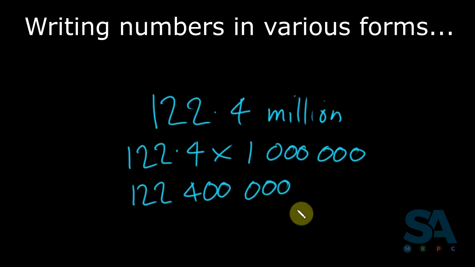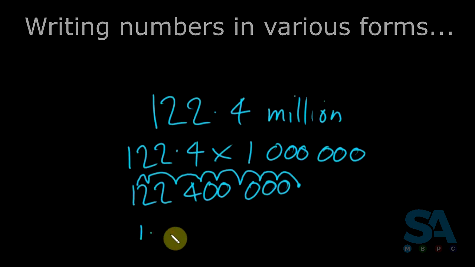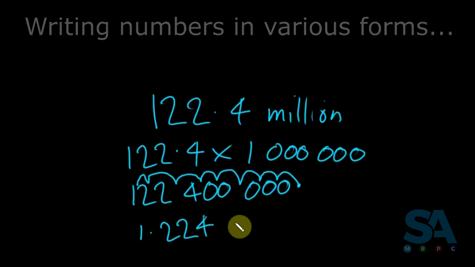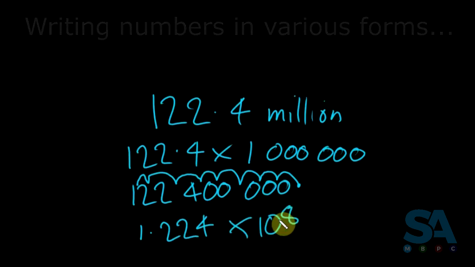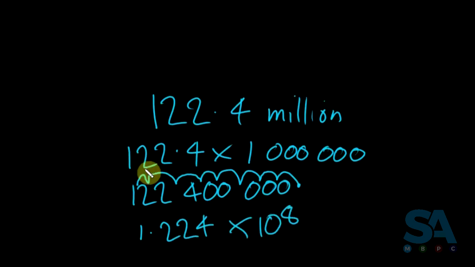If you were to turn this into standard form, same rules apply. So how many spaces does the decimal point need to move over to make a valid? In this case, it's 1, 2, 3, 4, 5, 6, 7, 8. 8 spaces. So 122.4 million written in standard form is going to be 1.224 times 10 to the 8. 8 is positive because it's a big number. I'll give you some questions you can try on your own.